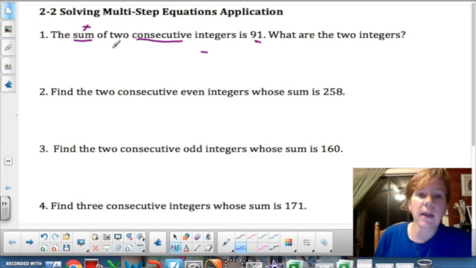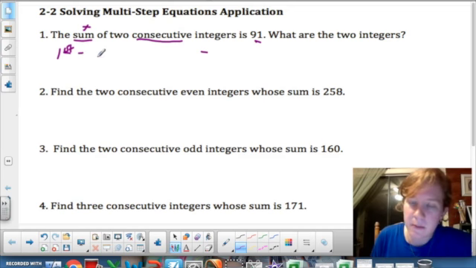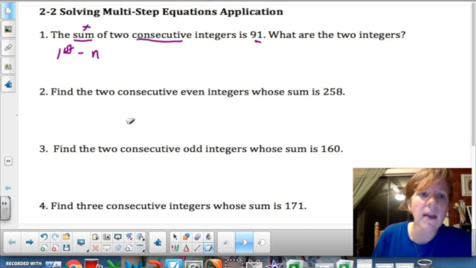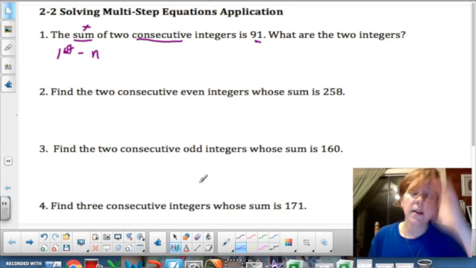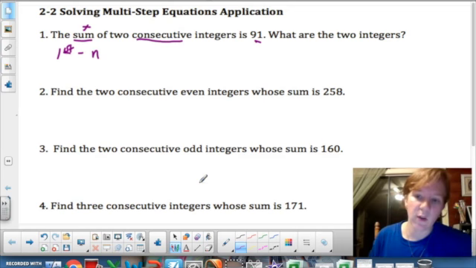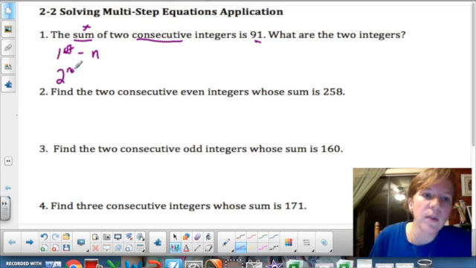The first thing we have to do is define our first number as a variable. Doesn't matter what variable you use. I tend to go with n on these. I don't know why, it's just what I do. So my first value is going to be n. That's the easy part. I just said there's a number, I don't know what it is, so I'm going to use this variable. The slightly more difficult part is coming up with that second value, because I know I've got 2 numbers that I'm adding to get 91.